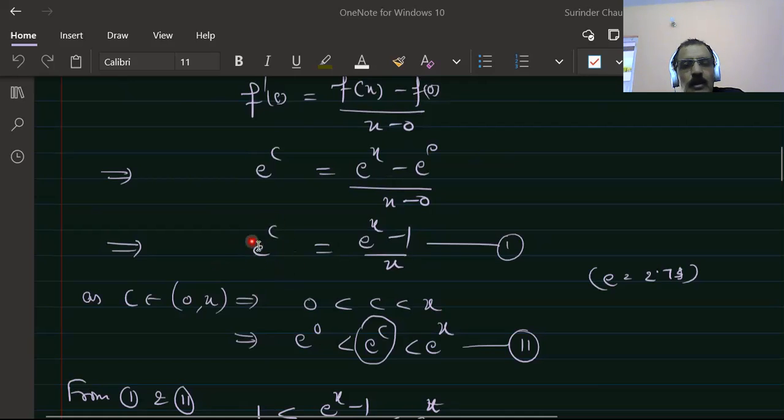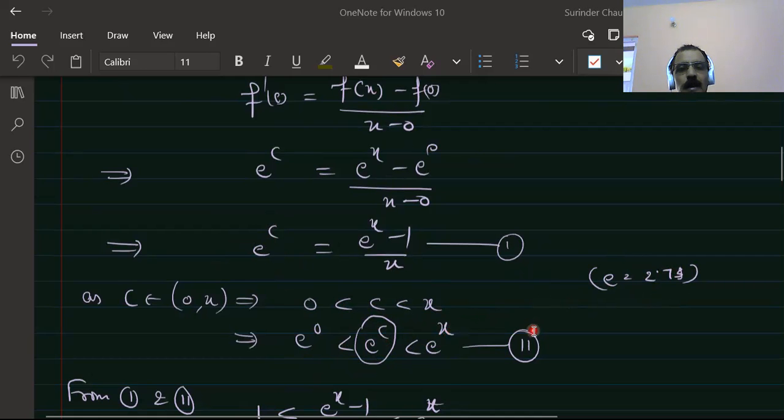Now we find where e to the power c will lie. This will be the general procedure for every problem. Since c lies between 0 and x, and e to the power t is a positive increasing function, e to the power 0 is less than e to the power c, which is less than e to the power x. Here e to the power 0 is equal to 1, and since x is greater than c, e to the power x will be greater than e to the power c.